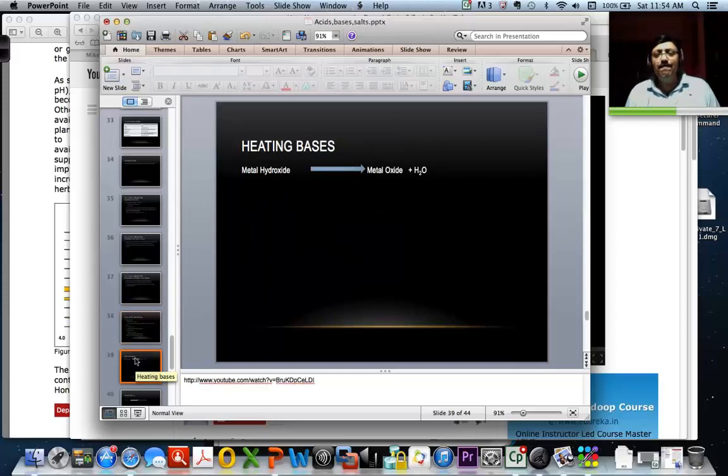Now, let us look at how the bases react. What are the different ways in which the bases react, right? Now, the first thing is, what happens when a metal hydroxide is heated? When you heat a metal hydroxide, it produces a metal oxide and water, right? So that's what I want to discuss next.